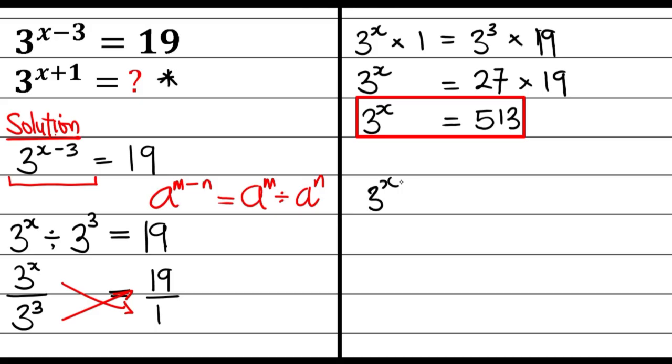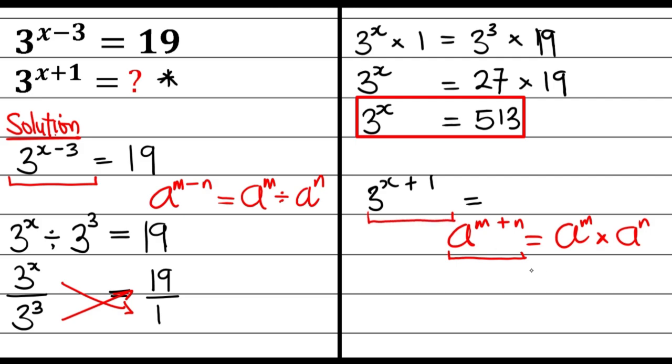3 raised to the power of x plus 1 equals what this rule says, that is a to the power of m plus n. This is going to be written as a raised to the power of m, this time multiplied by the same base a to the power of n. I can see that this format is exactly what I have here, so I write the right hand side, which is 3 raised to the power of x multiplied by 3 raised to the power of 1.